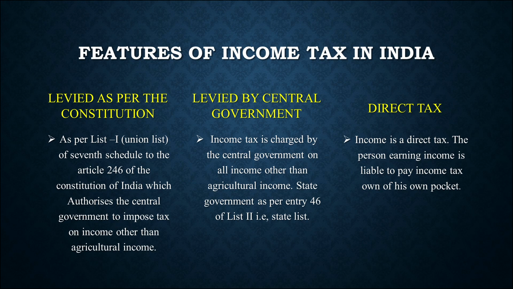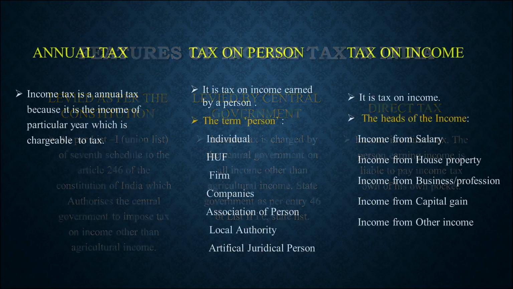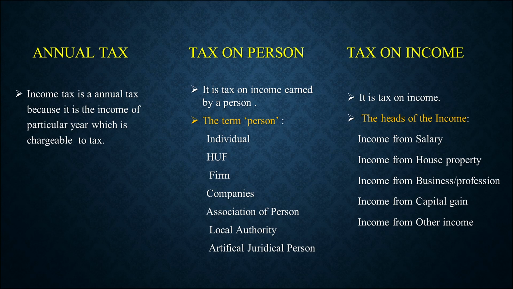And third one, direct tax. Income tax is a direct tax. The person earning income is liable to pay income tax from his own pocket. And fourth, annual tax. Income tax is an annual tax because it is the income of a particular year which is chargeable to tax. And tax on person: it is a tax on income earned by the person. The term person includes individual, HUF, firm, companies, association of persons, local authority, and artificial juridical person. So these are all one person.